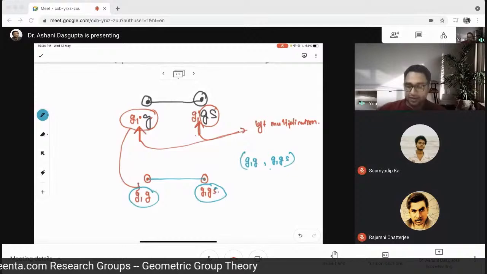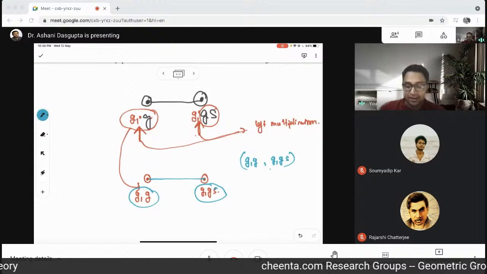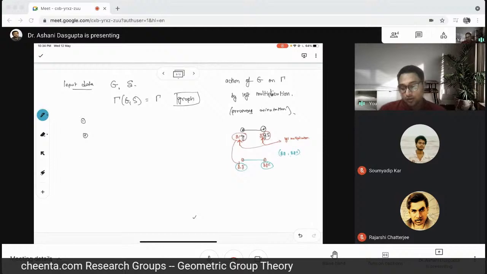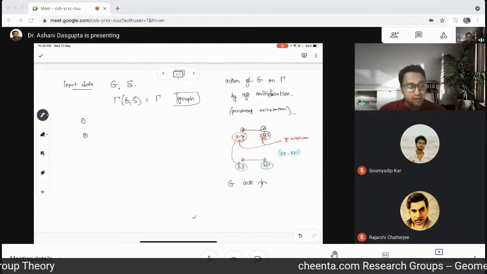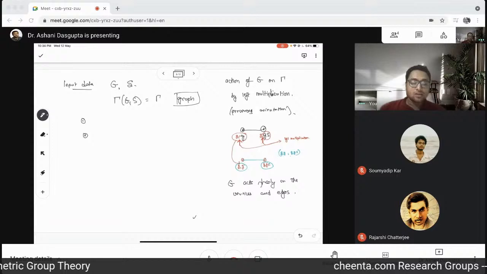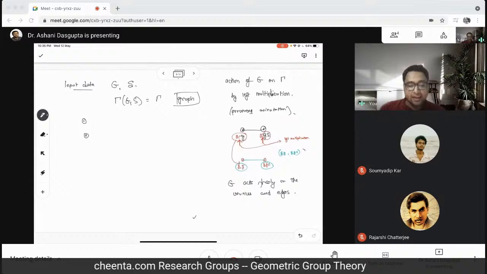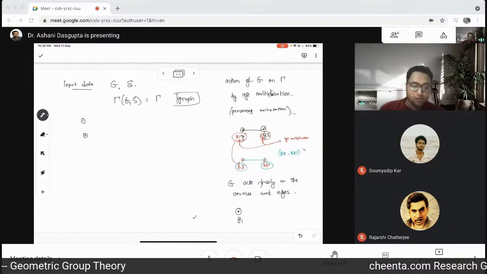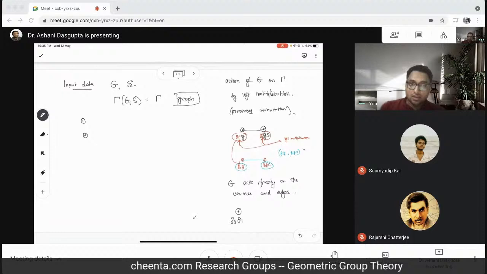And then we also have the fact that G acts freely on the vertices and the edges of the graph. So G acts freely on the vertices and edges. Okay, so what do I mean by that? Well, what I mean is that if you take any vertex g1, now you multiply this to the left by g2, or maybe to the right, doesn't really matter. The output that you get is a different point.